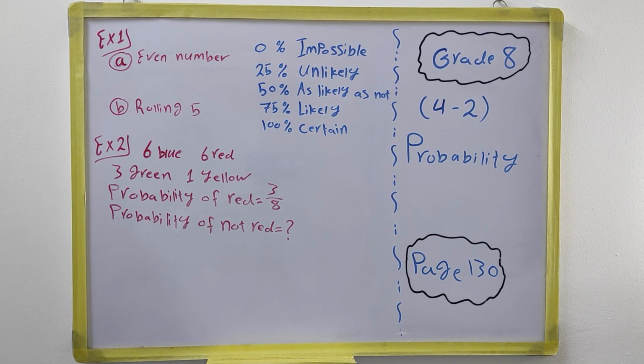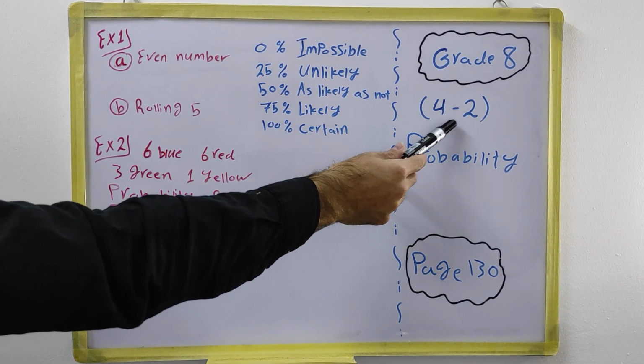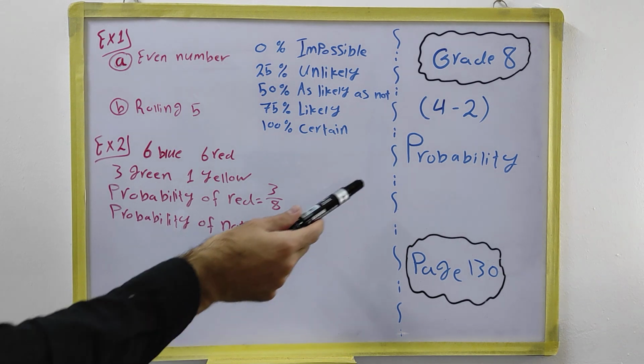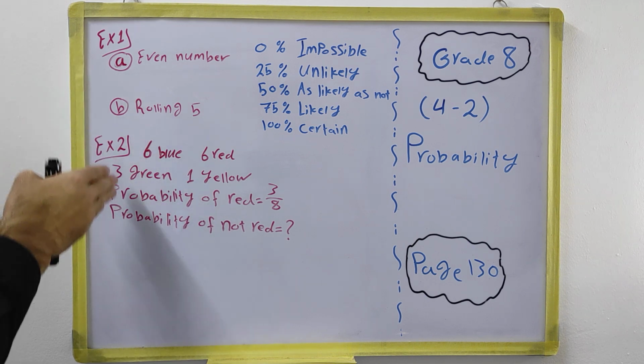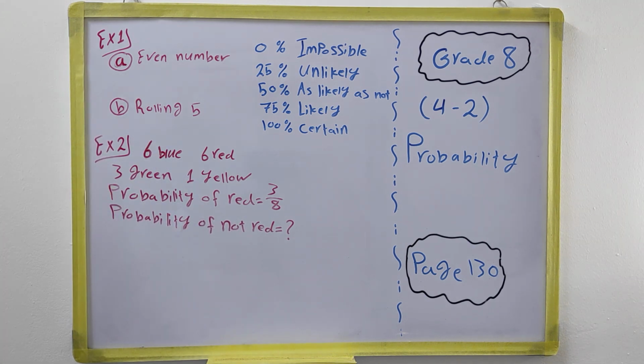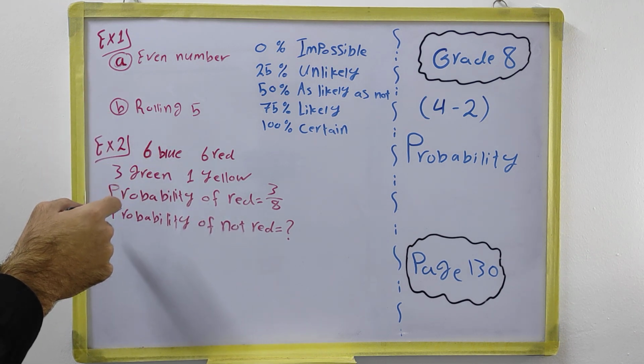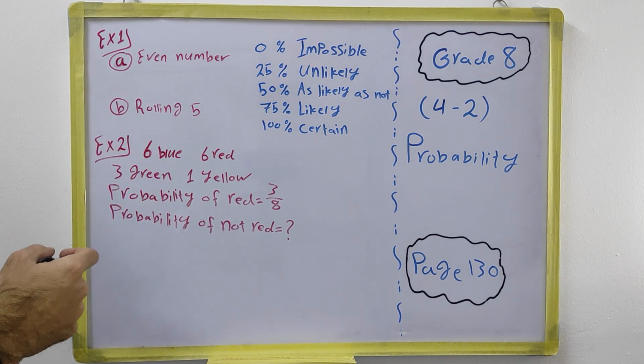Hi everyone, in this video we have grade 8 chapter 4 section 2 probabilities, which is on page 130. We need the book for reading the questions, so open page 130 and 131. In this section on probabilities we study how to find the probability or the possibility of something to happen or the probability of something to not happen.